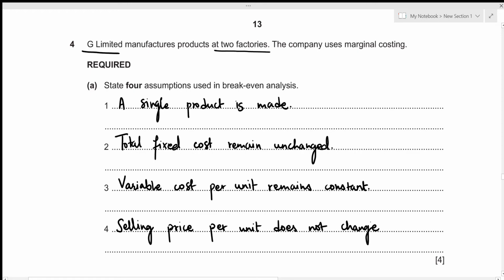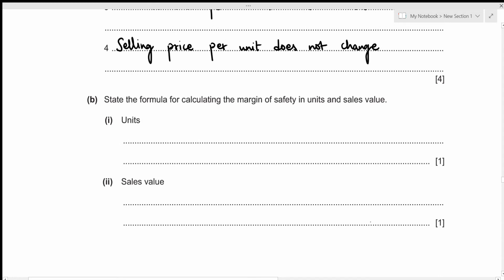Alright, this concludes the first part of this question. Now we can move to the second one. For the second question, we need to state the formula for calculating the margin of safety in units and sales value. Alright, the first one is the margin of safety in units. We know that margin of safety in units is just the difference between sales and the break-even point. So that's just going to be sales in units minus the break-even point in units.